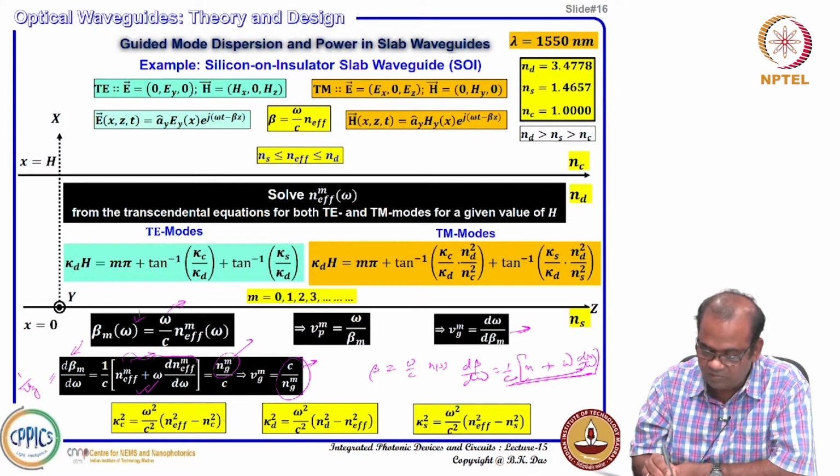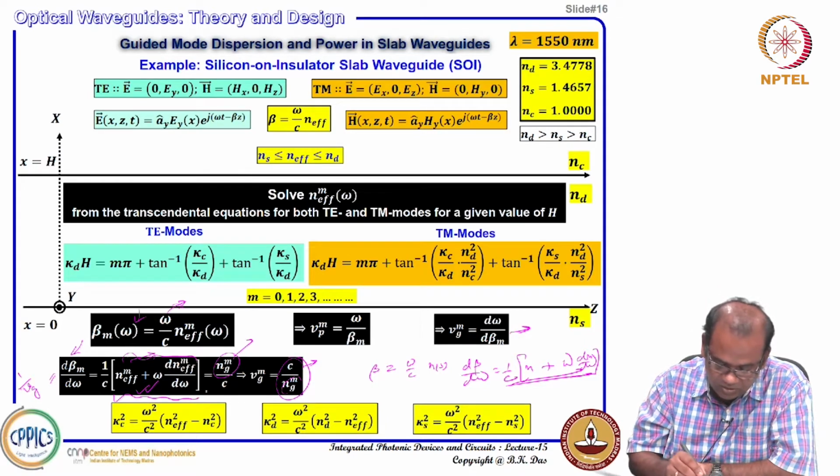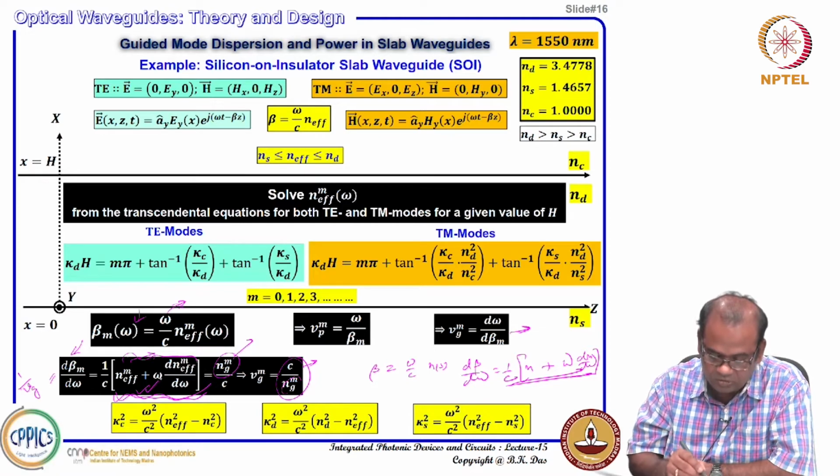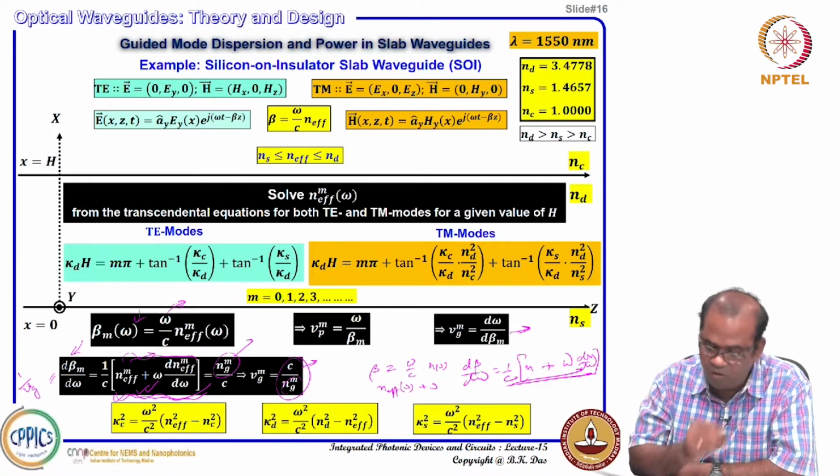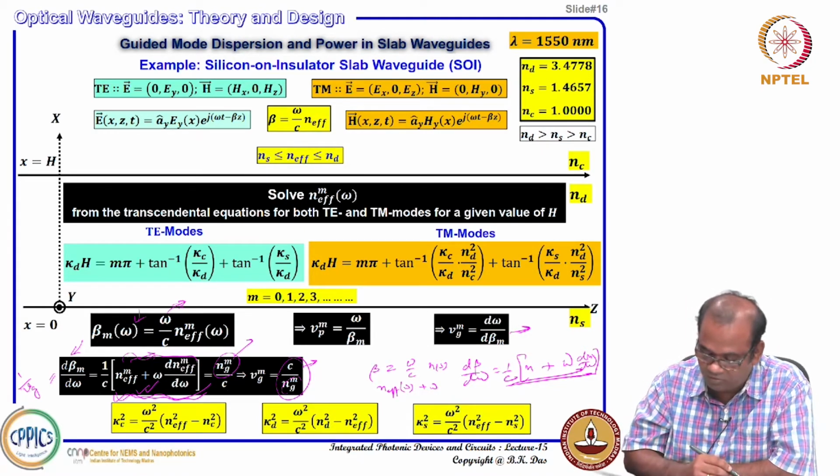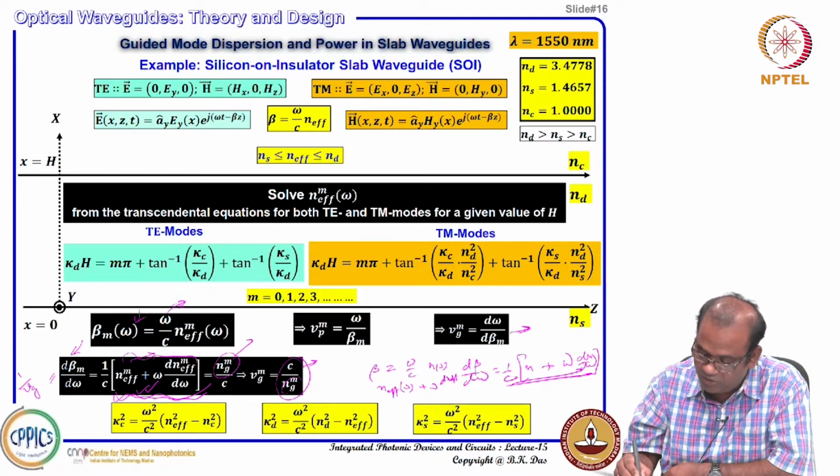So, if you know the velocity of light, and if you can derive this expression, and know the value of this one at a certain frequency, then I know the group index. That means I need to know the effective index at a particular frequency, and the slope of the effective index at that particular frequency. If this slope is positive, then Ng is greater than N effective. If it is negative, Ng can be less than N effective.